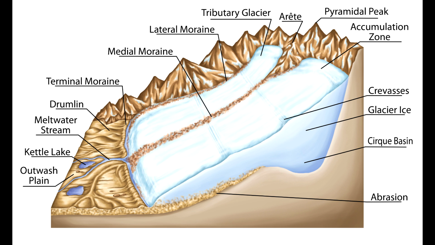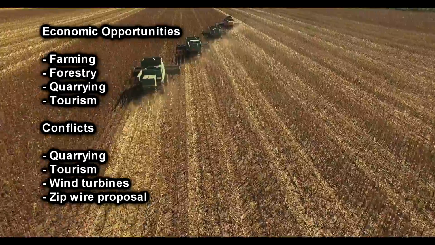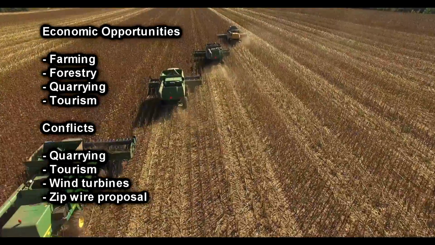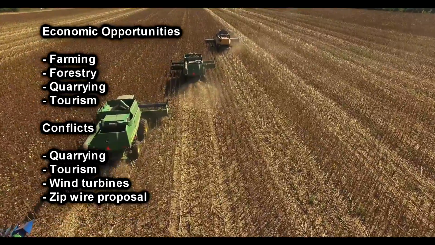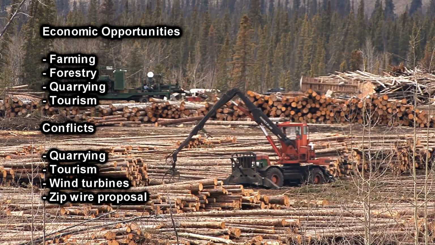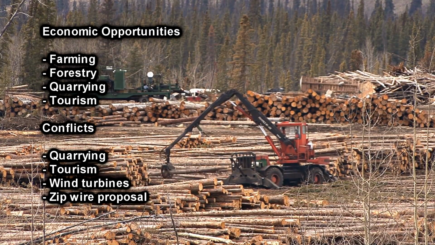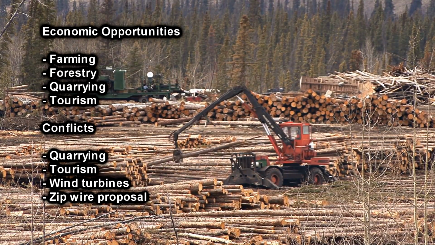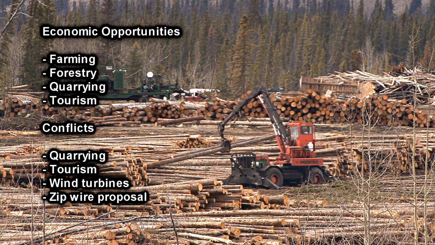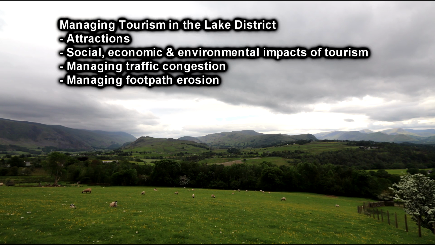Once again, you have to apply your knowledge to map extracts, so again, being able to identify those features may be useful. We then look at the economic opportunities in glacial areas, such as farming, forestry, quarrying and tourism. This also creates conflicts in these areas, and again, quarrying, tourism, wind turbines and zip wire proposals all create conflicts in these glacial environments. Finally, the management strategies.